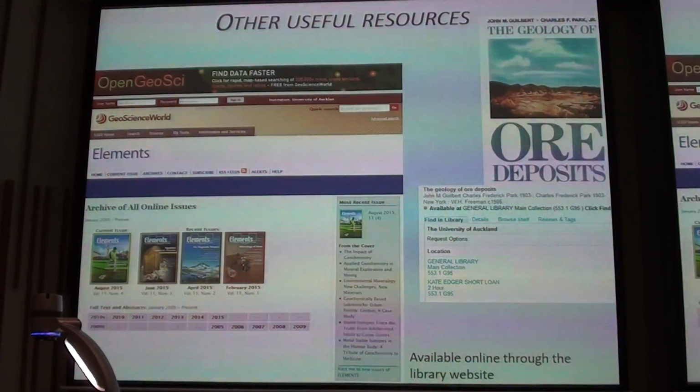Other resources that you can easily find, the Elements magazine, which I will also be using every now and again, is available through the library website. If you go on the search engine and type Elements magazine, you should end up with a link to the website where you can download PDFs of that. And that's another textbook, Geology of Ore Deposits, or GOD in brief, which you can find in the library.